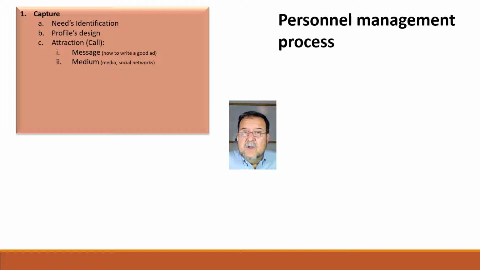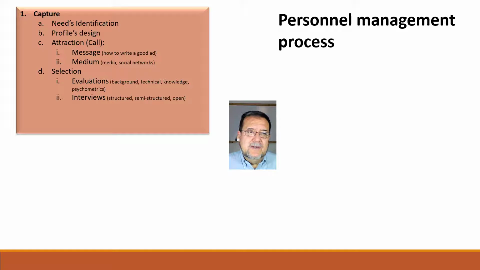And obviously, you're not going to publish a search for an executive, perhaps, on WhatsApp or Twitter. You've got to match both the message and the media in order to achieve results. Then we go on to selection. How do we select among all the candidates? We need to be able to evaluate them, be it background evaluations, technical evaluations, knowledge evaluations, psychometric evaluations. And once we have all that baggage of information, then we can select whom we're going to interview.